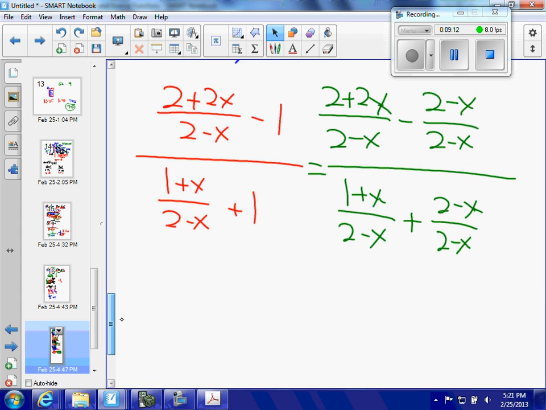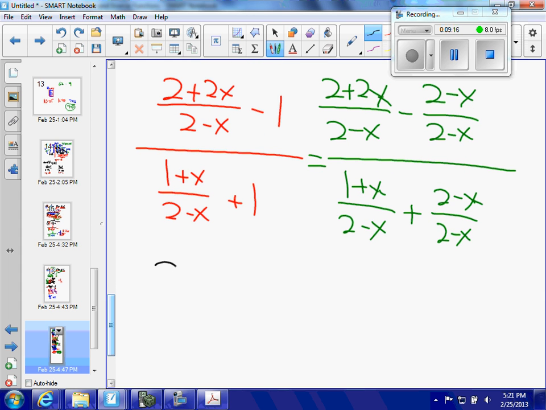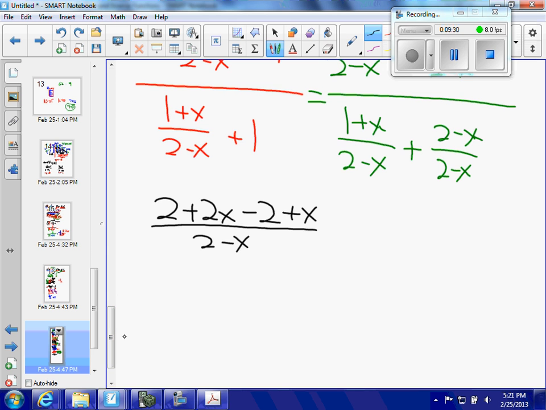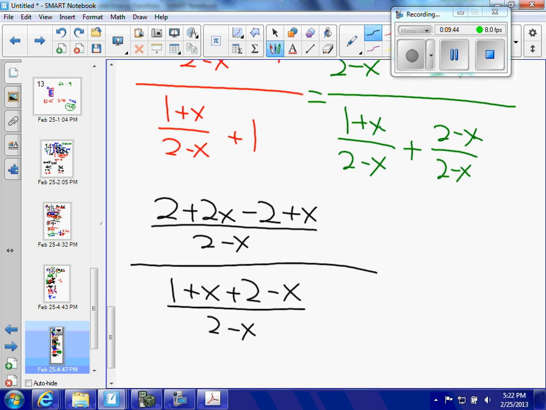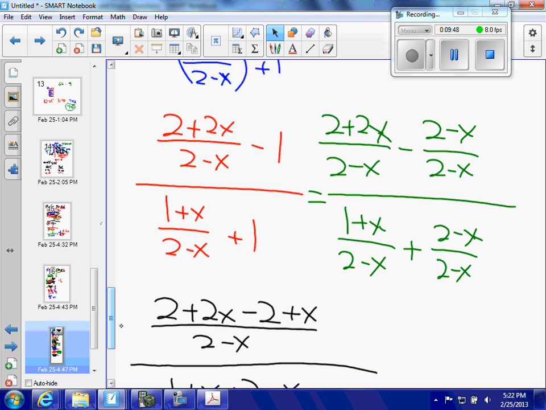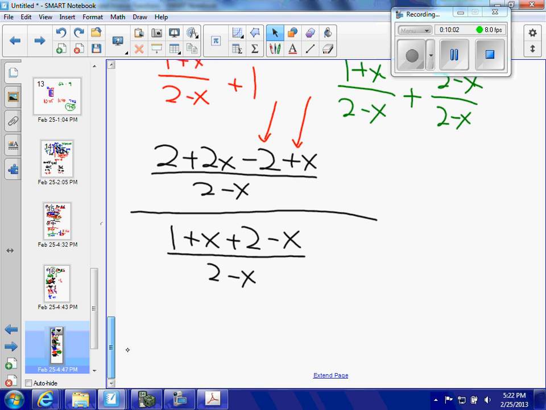So now I have a larger fraction, 2 plus 2x minus 2 plus x over 2 minus x. That's my numerator. And my denominator is 1 plus x plus 2 minus x, again, over 2 minus x. Now, just to call your attention here, I did take this negative sign, and that became my negative 2. And the negative sign over here on this negative x is why it became a positive x.